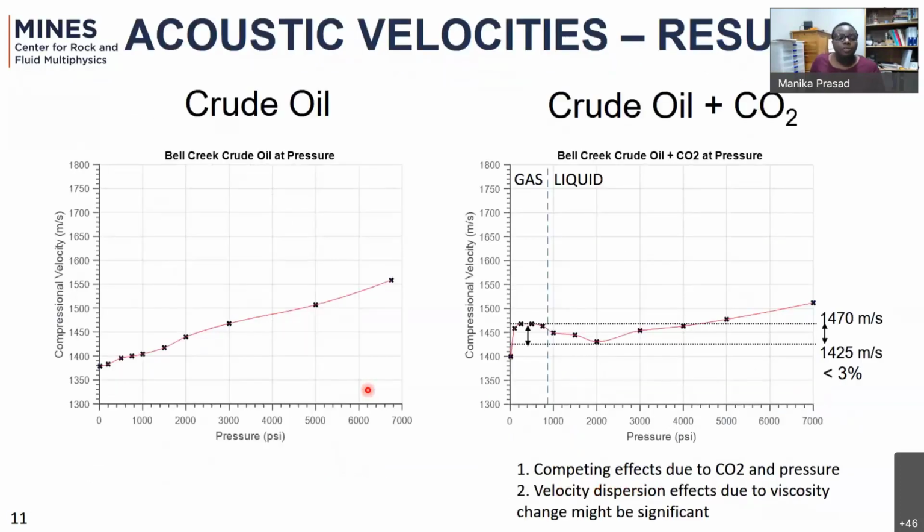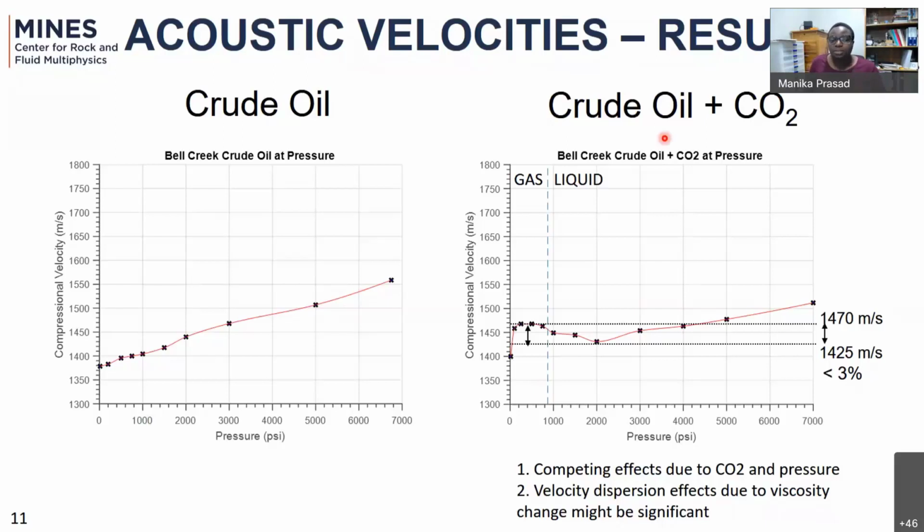So going on from that, we said, okay, if there's fluid segregation, can our acoustic velocity account for this? As a way of reference, on the left-hand side here is the compressional velocity versus pressure plot, where we have the compressional velocity as a function of increasing pressure. What is seen here is that there's a direct proportion. The compressional velocity value increases as you increase pressure.